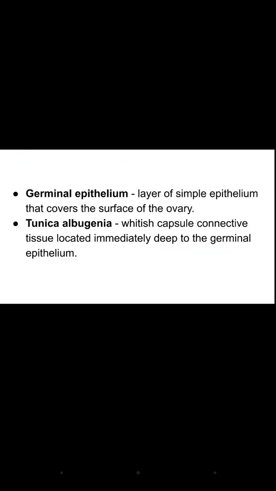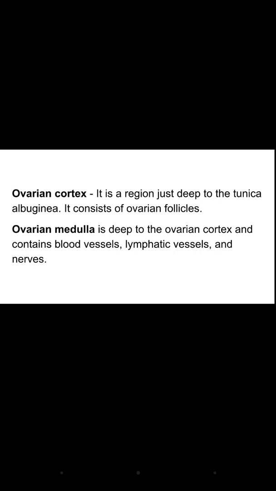Germinal epithelium is a layer of simple epithelium and it covers the surface of the ovary. Then the tunica albuginea is a white capsule of connective tissue present deep to the germinal epithelium, next to it. Then the cortex, as I told you earlier, consists of ovarian follicles. Next to the ovarian cortex is the ovarian medulla and it contains blood vessels, lymphatic vessels and nerves.